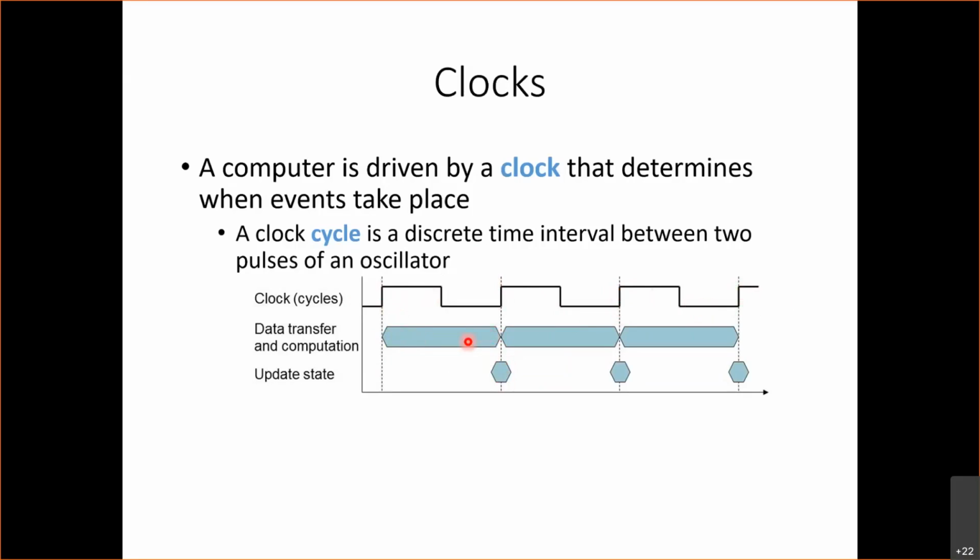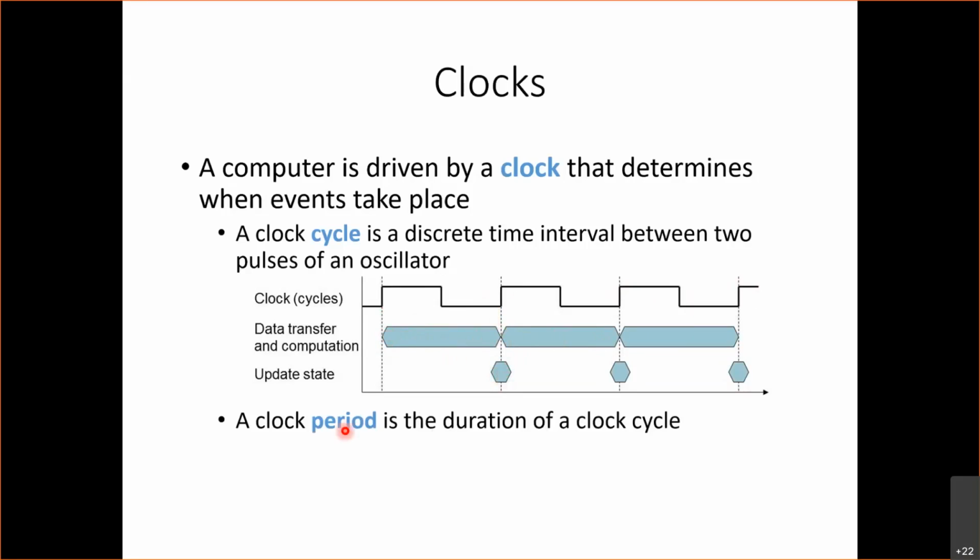So maybe in one of these clock cycles, we read a value from memory, or maybe we perform an add operation. And so we perform that operation, and then the result of the operation is saved at the end of each clock cycle, so that maybe another operation on the next clock cycle will use that result. So this notion of clocks is very important in discussing the performance of computers.